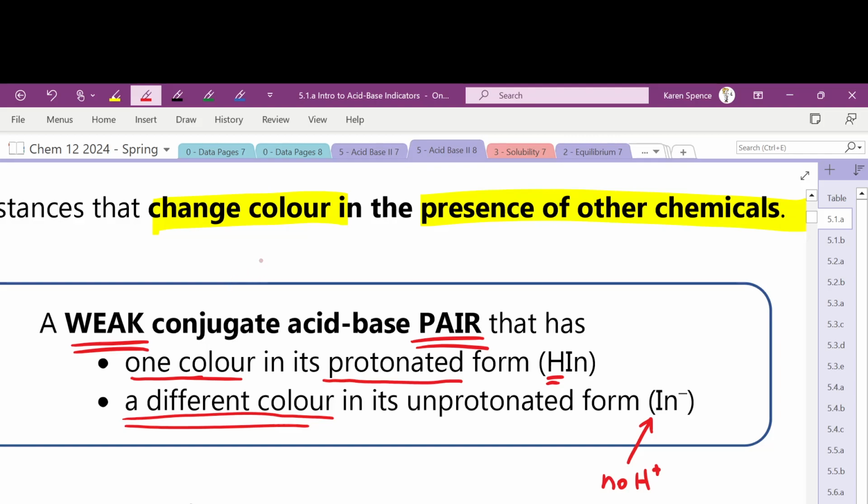And so basically it would be the HIn and In minus that make the indicator. Now, what is with this In business? It's just short for indicator because indicators have very, very complicated formulas. So we'll often just call it In for indicator.